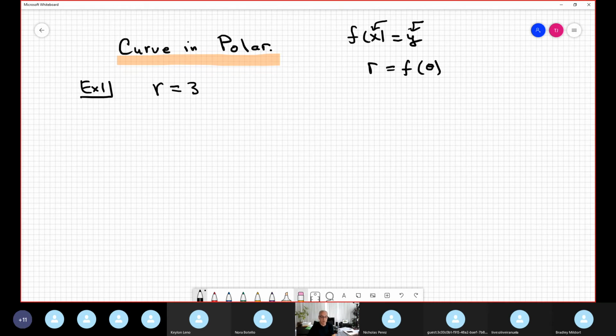Well, suppose, given this idea, r equals 3. So r equals 3 is weird because it does not depend on theta. Theta is missing in this equation. But no problem. It's similar to the thing you know.